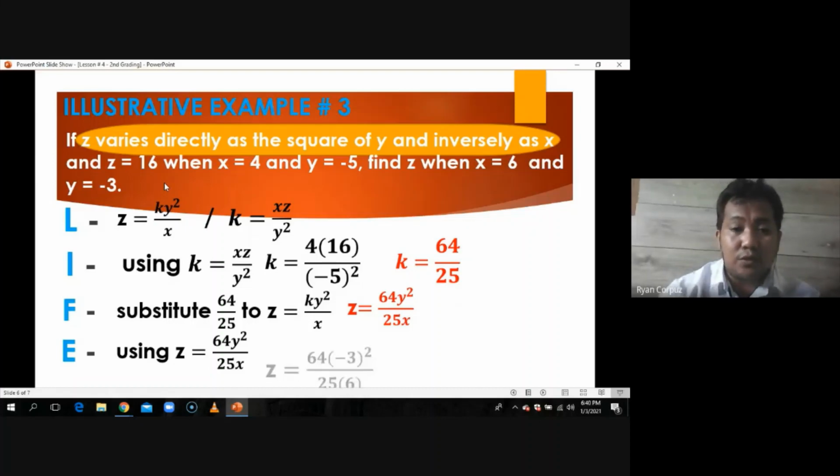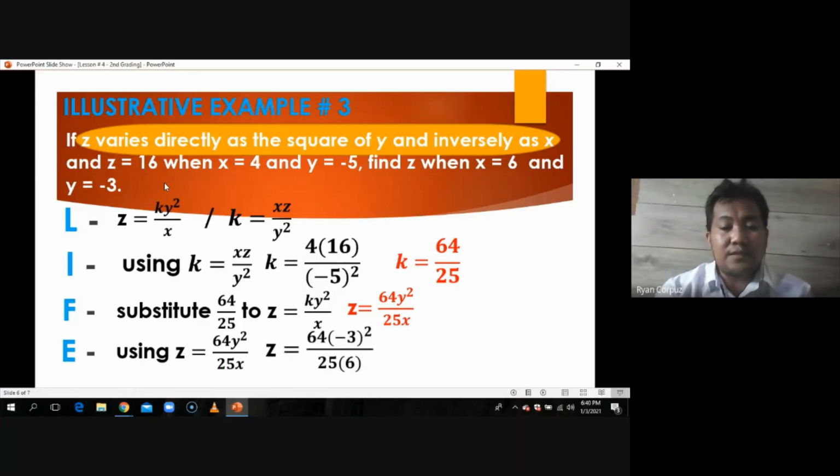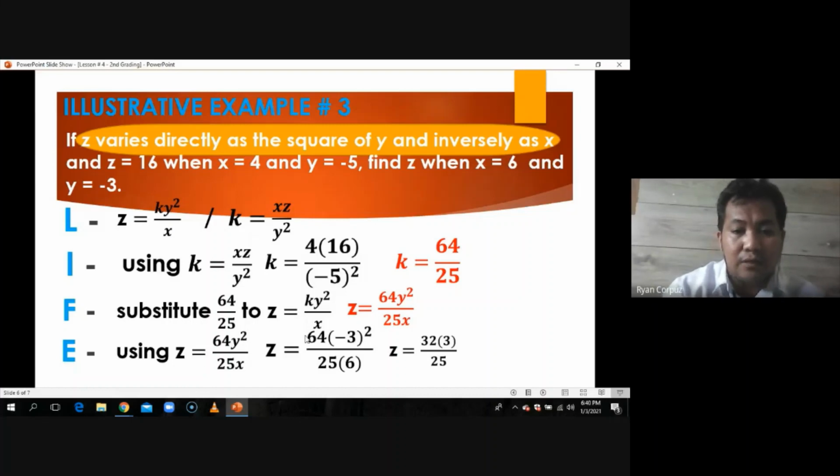So substitute natin yon. So we'll have 64 times y. Y is negative 3 squared. Then over 25 times 6. So pwede nating simplify muna yung negative 3 squared. That would be 9. So magiging 32 times 3. So paano naging 32 times 3? Ganito yon.